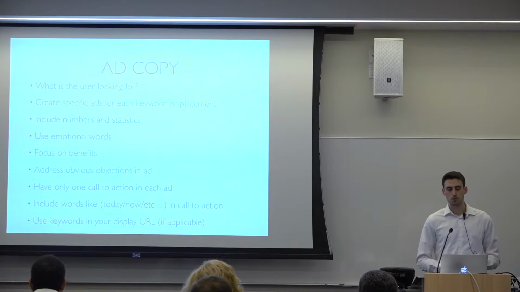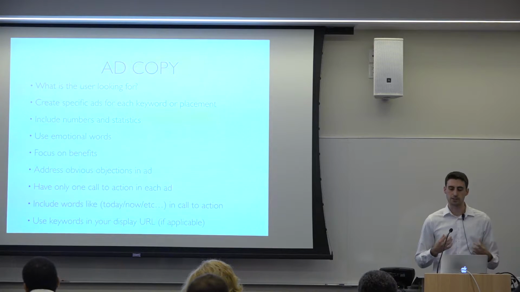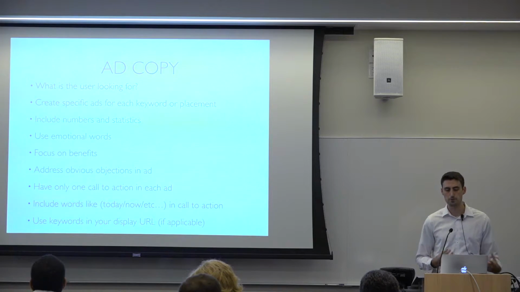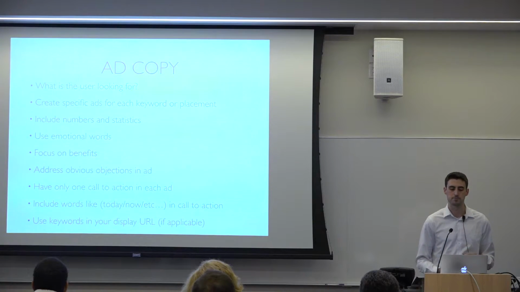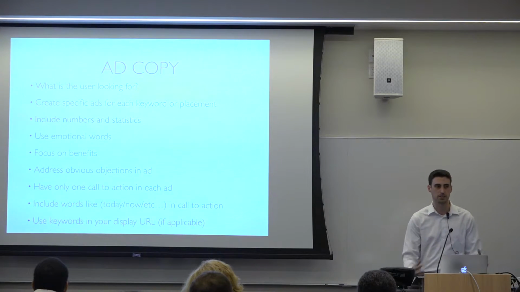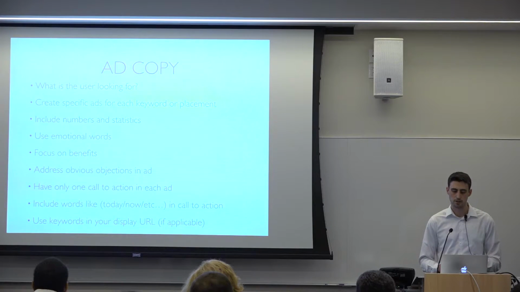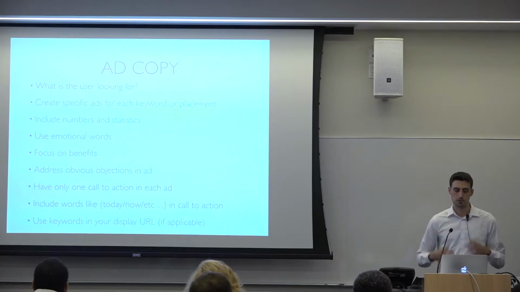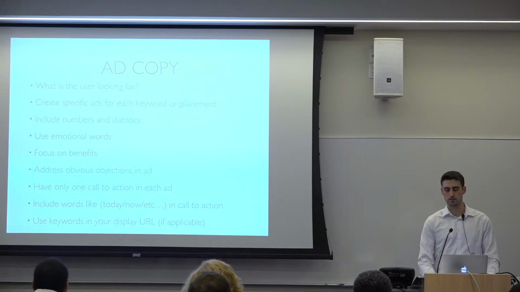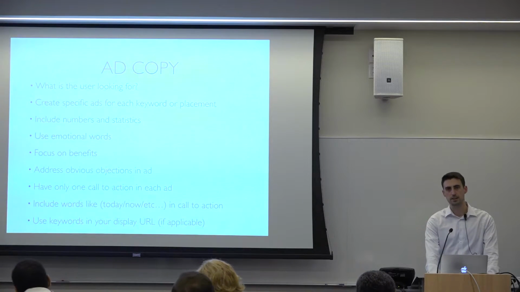Ad copy. What are users looking for? And create specific ads for each keyword or placement. Include numbers and statistics. Use emotional words. Focus on benefits. Address obvious objections in the ad. Have only one call to action in each ad. That's important. So as you create ads, these are tips, ideas, and strategies for things to think about when you write your ad copy. Include words like today, now, etc., calls to action. And if you're creating text ads, use keywords in your display URL.